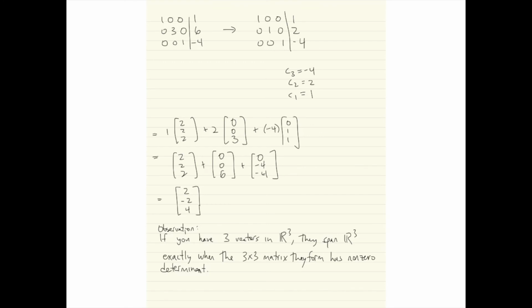Now, an observation is that if you have three vectors in R3, they span R3 exactly when the 3 by 3 matrix they form has a non-zero determinant. And this generalizes not just to the specific number 3, but to any number n.